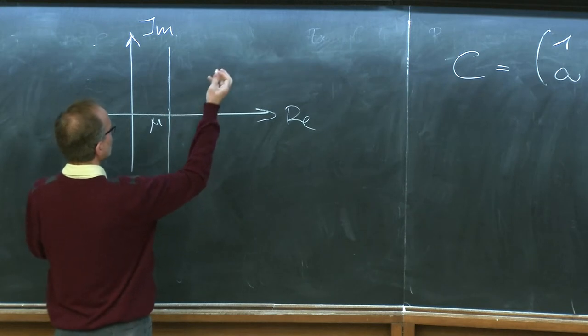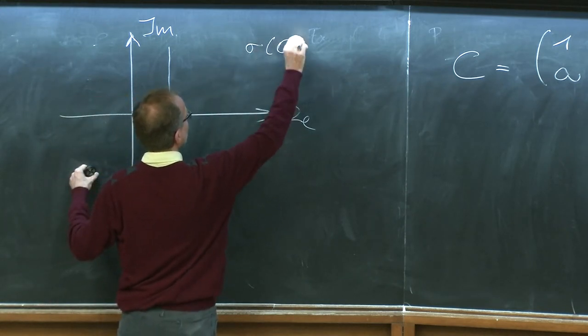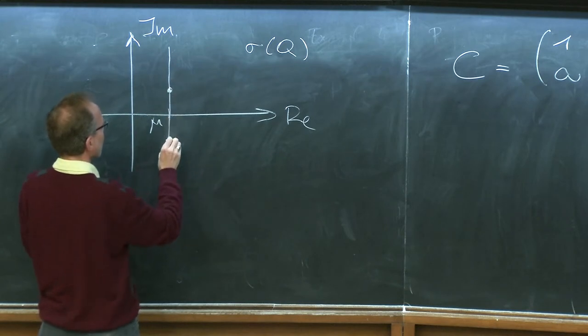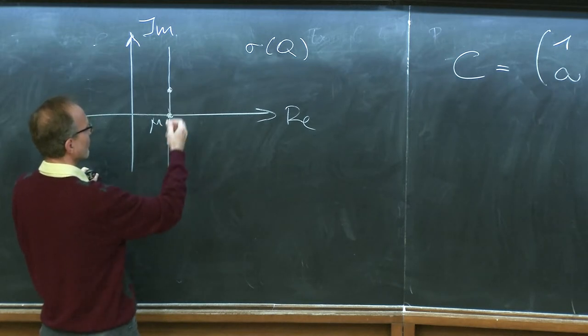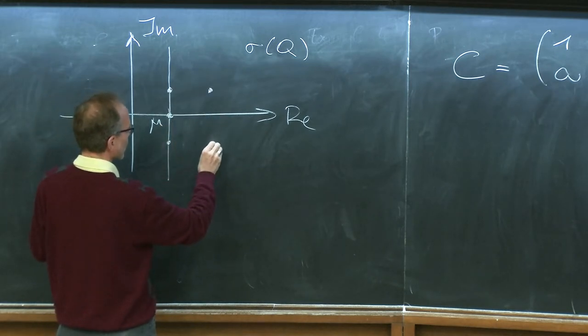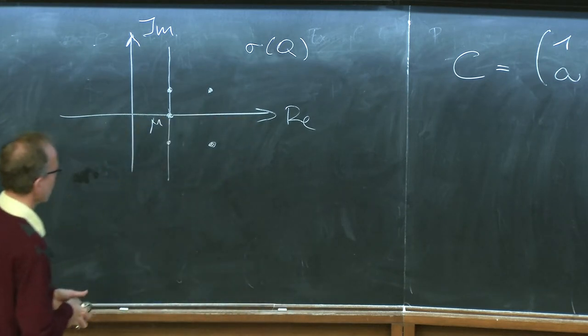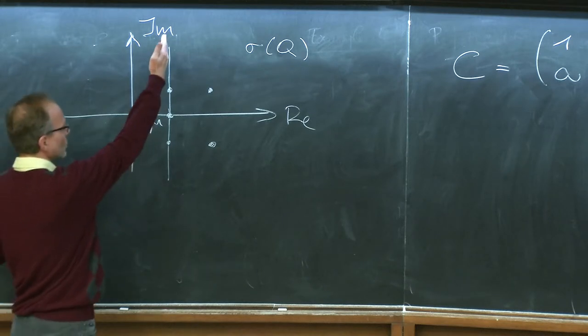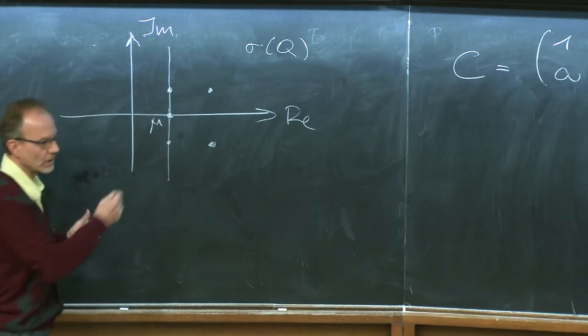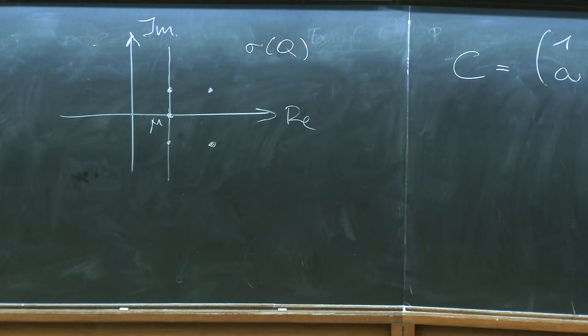And assume for this matrix Q, so I'm plotting here the spectrum of Q, assume on this critical line there are some eigenvalues. Assume the matrix is real, so eigenvalues will come in complex conjugate pairs. So assume the spectrum looks like this. So the assumption up there is all eigenvalues on this critical line here should be non-defective. Then the statement is, there exists a positive definite matrix P, not unique, such that this matrix inequality holds.